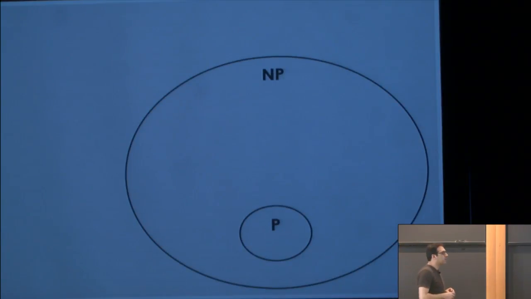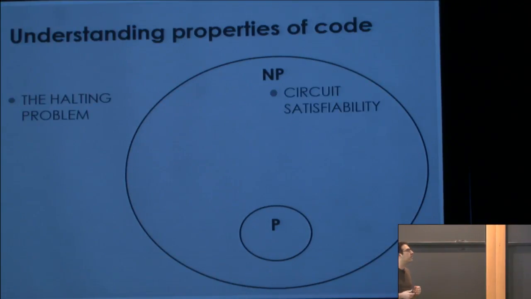OK, so let's get started. And we'll start with some very basic complexity theory. So in complexity theory, we classify different problems based on their computational hardness. And one type of problems that's been playing a central role in this theory are problems that have to do with understanding properties of computation.